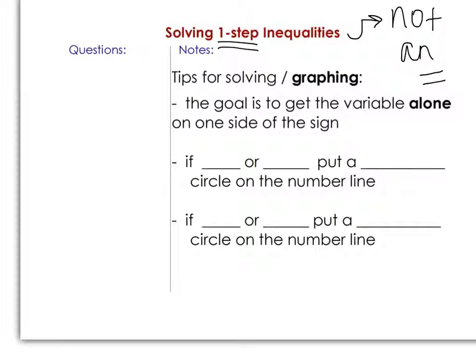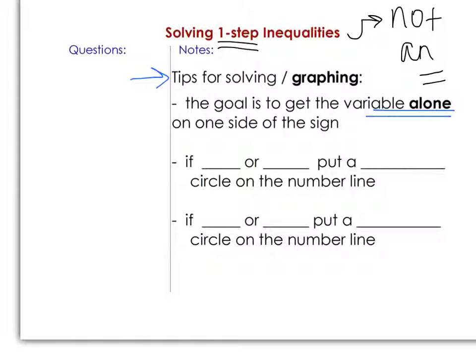So we're going to go through some examples, but first we're going to look at some tips for solving and graphing inequalities. So the goal is to get the variable alone on one side of the sign. The variable has to be by itself on one side of my inequality sign.